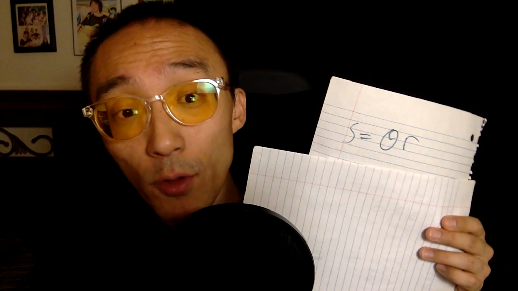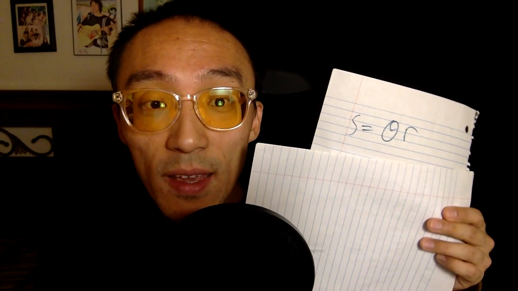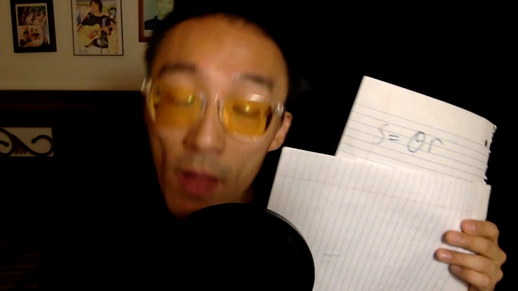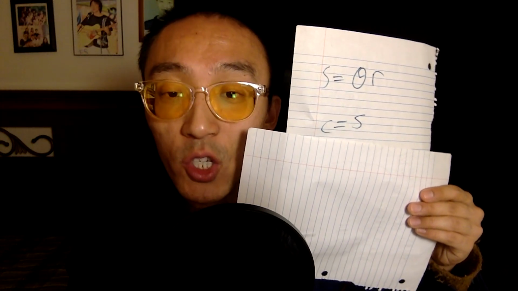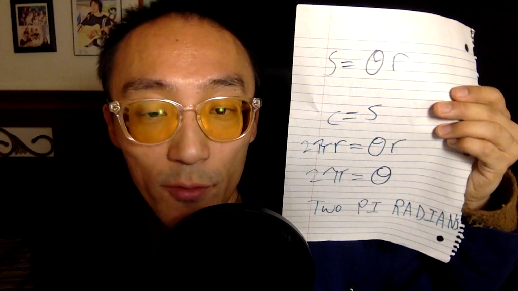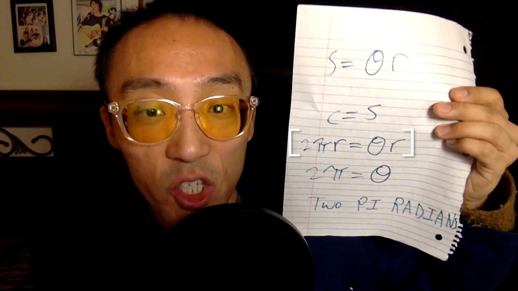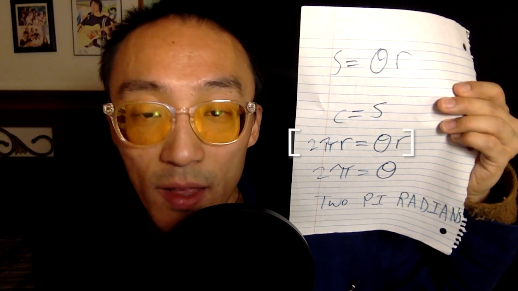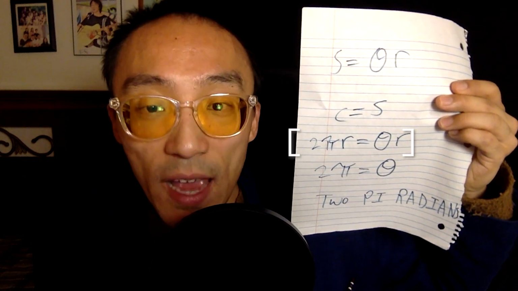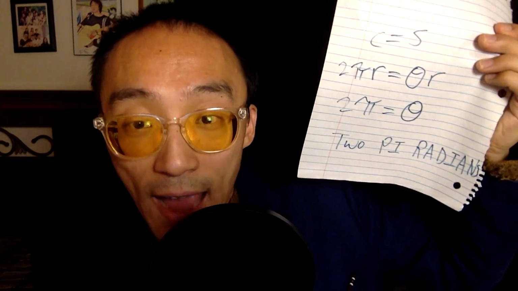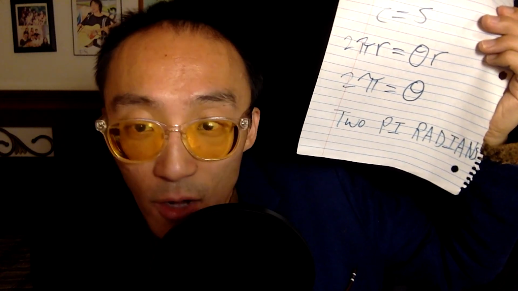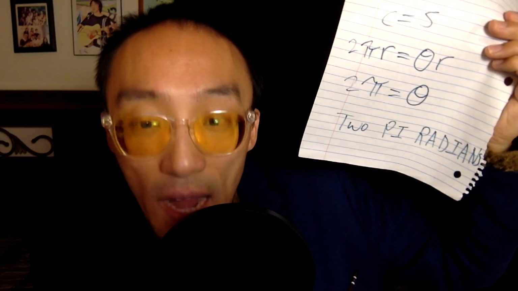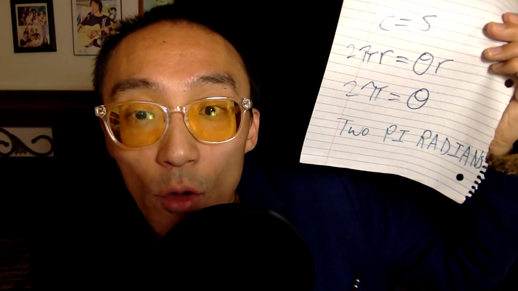Now, here's a question I have for you guys. What would the arc length be if it were the entire circle? Well, the arc length would be the circumference of the circle. So if we set the arc length and the circumference of the circle equal, we can substitute the formula for the circumference of the circle on the side that says circumference, and then we can substitute the formula for the arc length on the other side with the s. Now, we divide by the r's to get rid of the r's, and look at this. The entire circle is 2 pi radians.